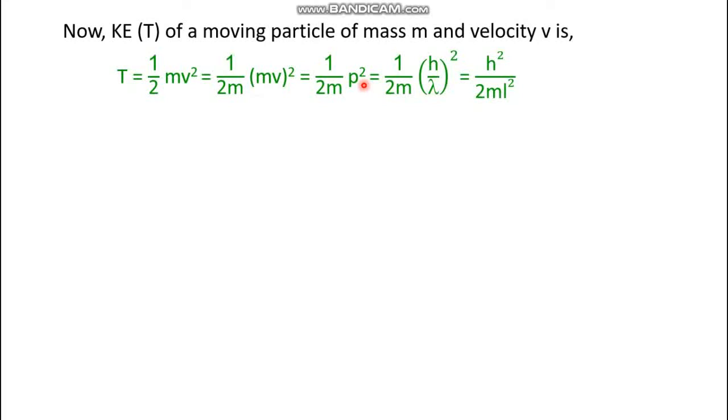Now according to the de Broglie wave equation, momentum equals h by λ. So in place of p, we have written here h by λ. So it is (h/λ)² into 1/2m. As a whole, it is h² by 2mλ².